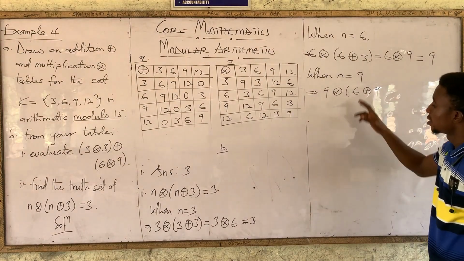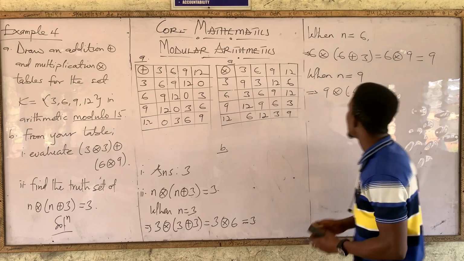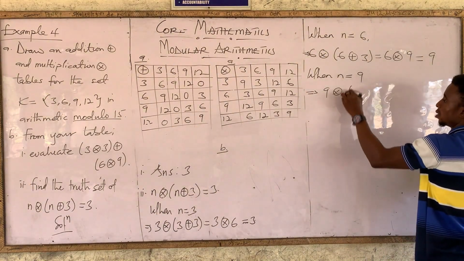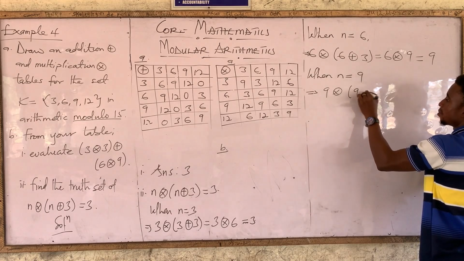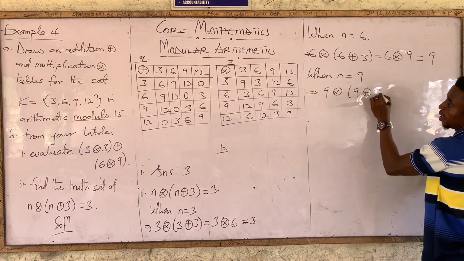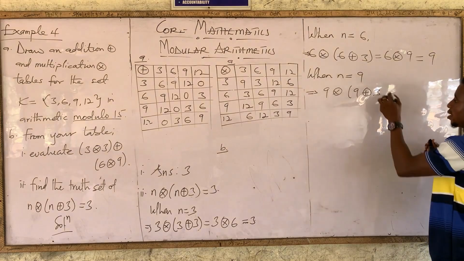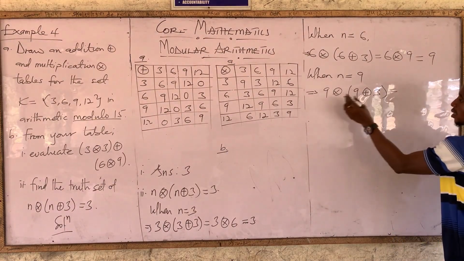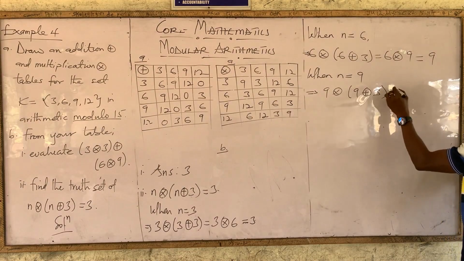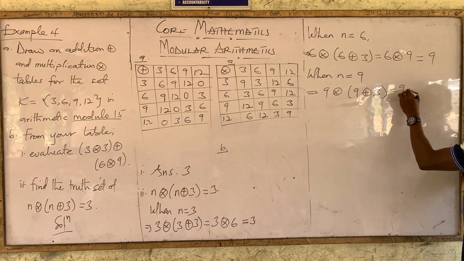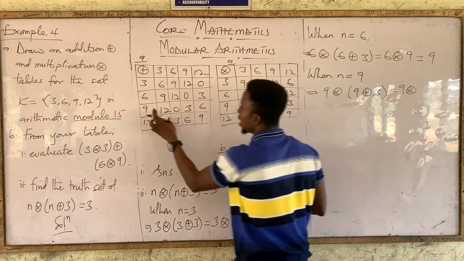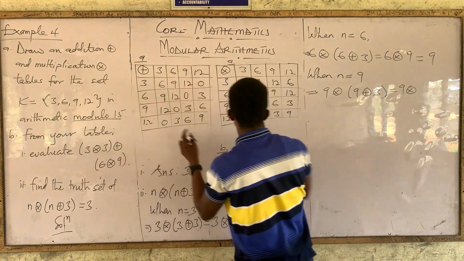Is it correct? It's not correct because n is 9. Then 9 plus 3. So wherever I see n, I'm now putting the 9. So this one is equal to 9 times, and when I solve this, 9 plus 3 is getting us 12.